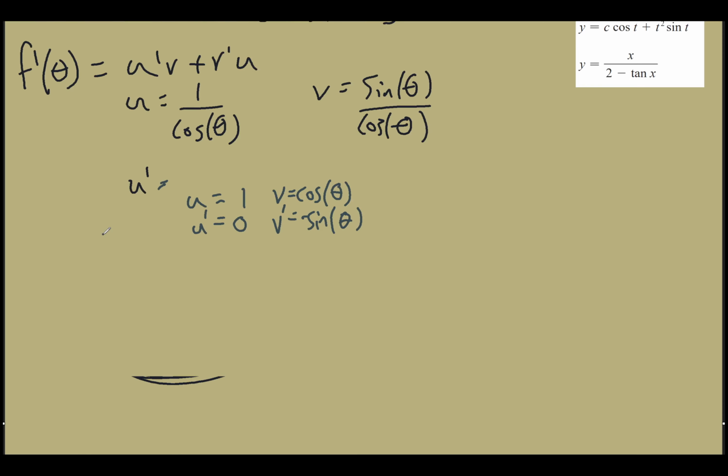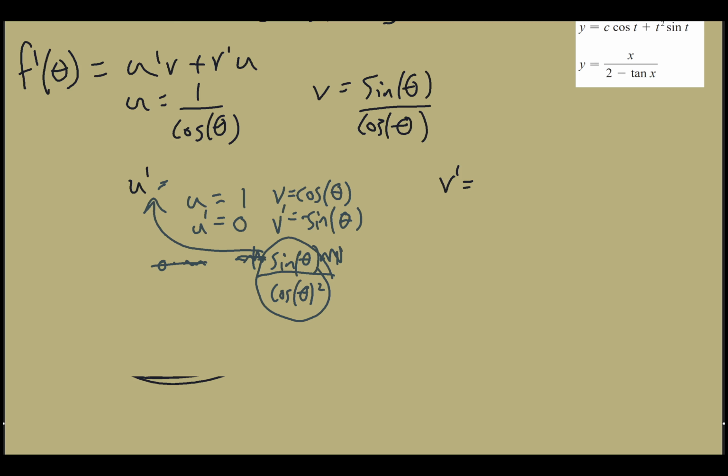So let's make the quotient rule up so that we can find our actual u prime here. And that's u prime v, which is 0 times something, because it's still 0, so that's out, minus v prime, which is negative sine theta, times 1. So we just get positive sine over v squared, which is cosine theta squared. Okay, so this is our u prime here. Now let's do the same thing to find v prime over here.